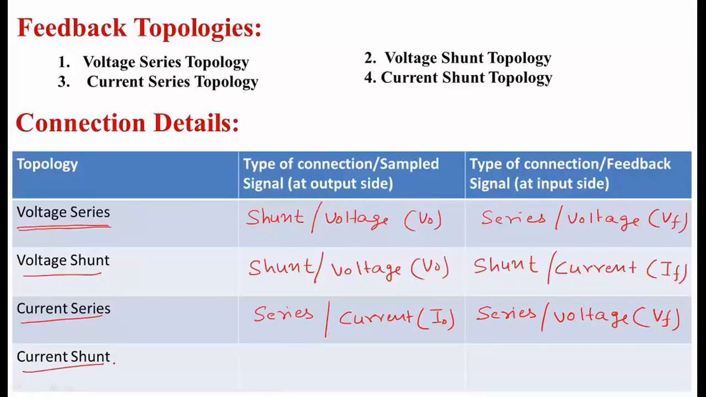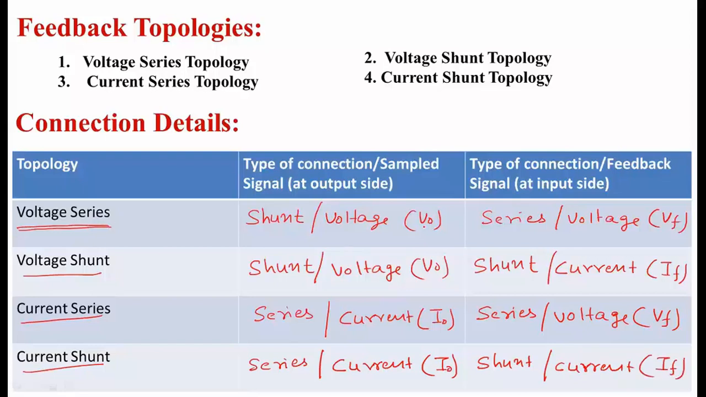For the current shunt topology, the connection at the output side is in the series manner, and we are taking the sample of current from the output circuit, this is the output current. Again, we are connecting in the shunt fashion, hence we can write it here as shunt, and here we can write it as the current. This is IF.